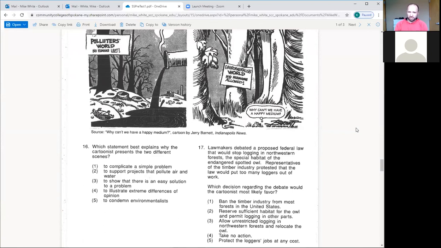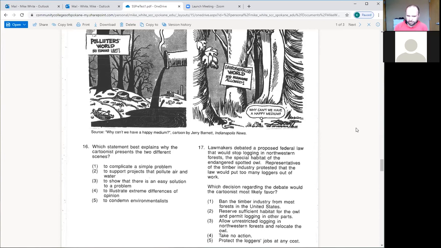Take no action. Well, the cartoonist obviously cares enough about the issue to make a cartoon about it and to publish it so that people see it. So taking no action is probably not going to be the right answer either. And number 5, protect the loggers' jobs at all costs. That's, again, a very extreme side of this argument. And so this cartoonist probably isn't going to support that either. So it's really down to 1 or 2.